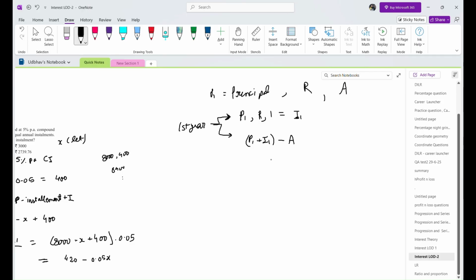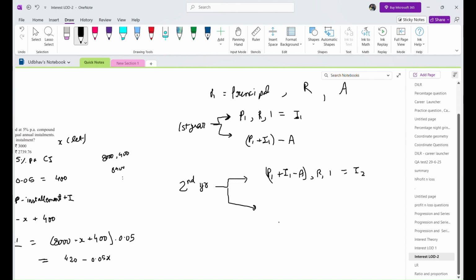So this will be our new principal now. On the starting of the second year, what will be the principal? P1 plus I1 minus A. So the interest will be calculated on this principal at the rate for one year. So this will come out to be I2.